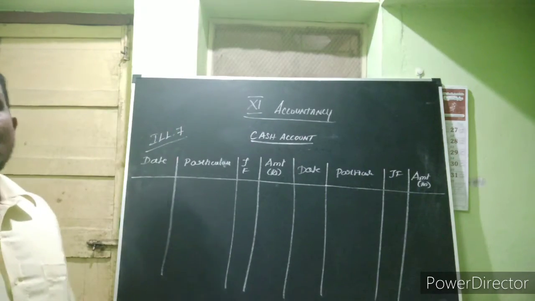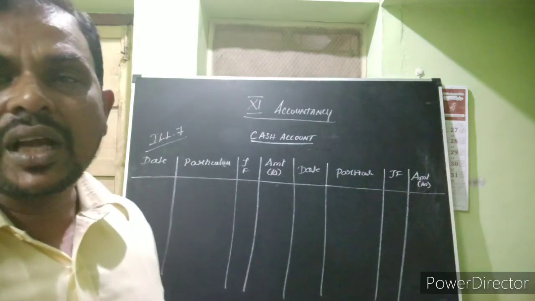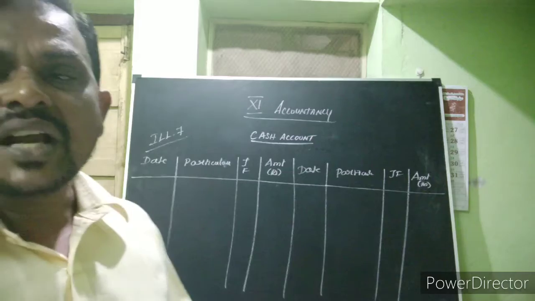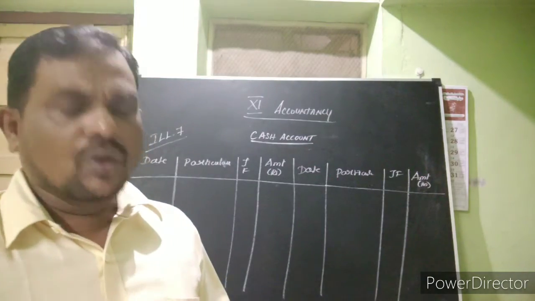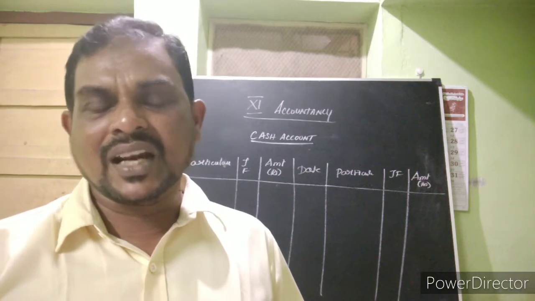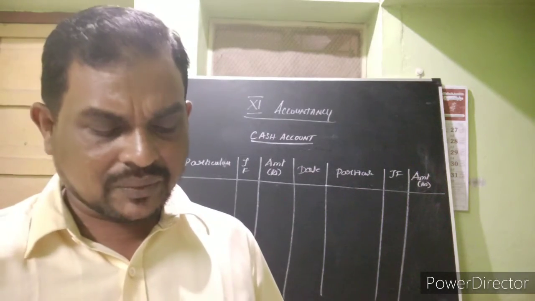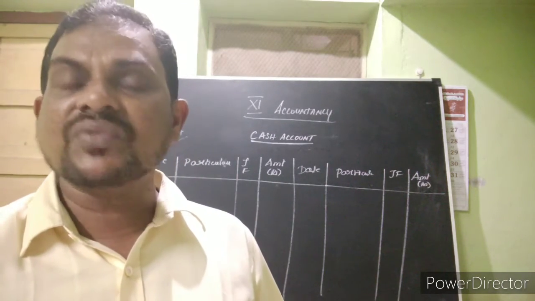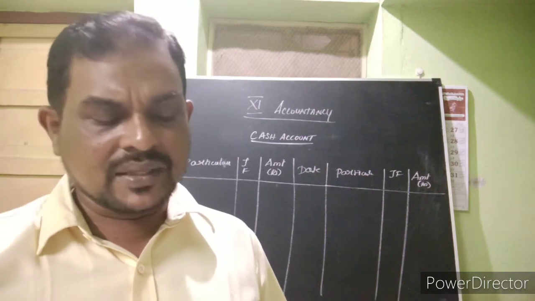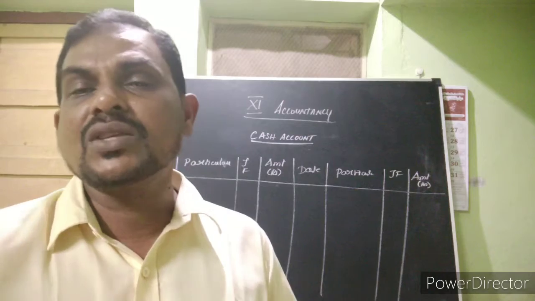Listen carefully. Now we are going to prepare the ledger account for the transactions given in the sum. No, we need not prepare the journal entries, directly prepare the ledger account. This is called a direct ledger. Commenced business with cash, rupees 62,000.